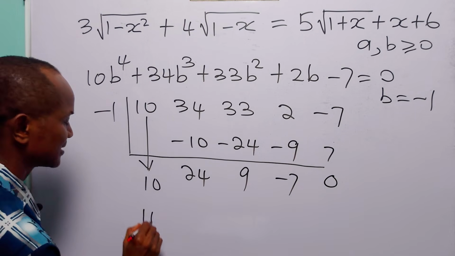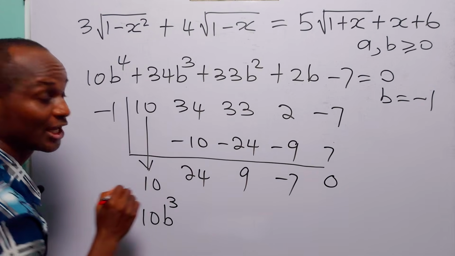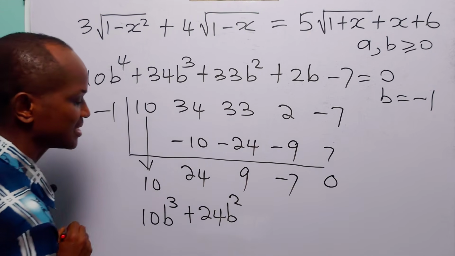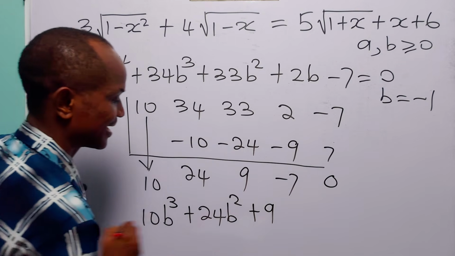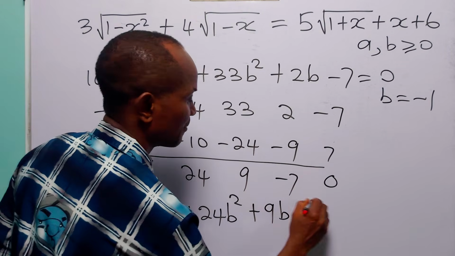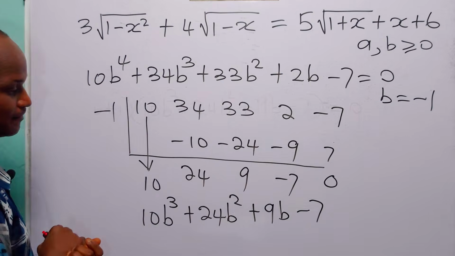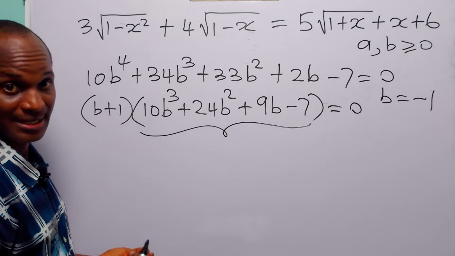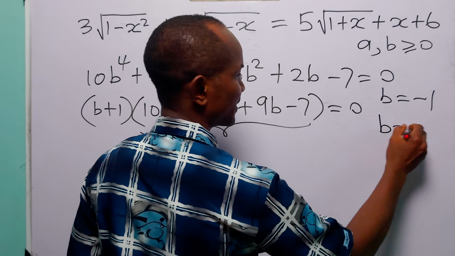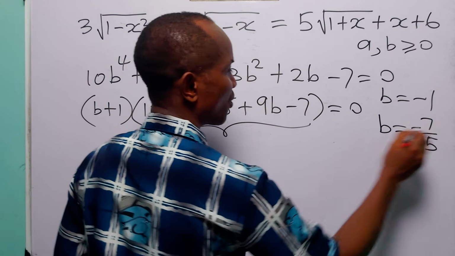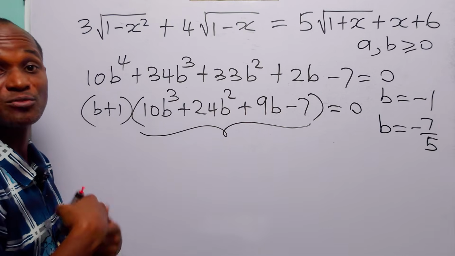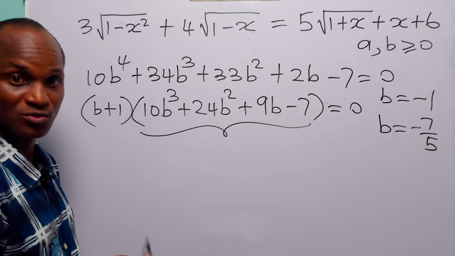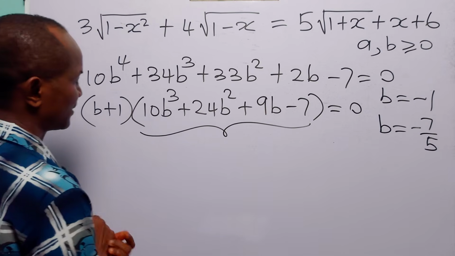So we have 10b cubed plus 24b squared plus 9b minus 7. Now let us look at this cubic expression. By trial and error, we have that when b is equal to minus 7 over 5, this expression is going to be equal to 0. So we can factorize this cubic expression, and of course we use our synthetic division method.